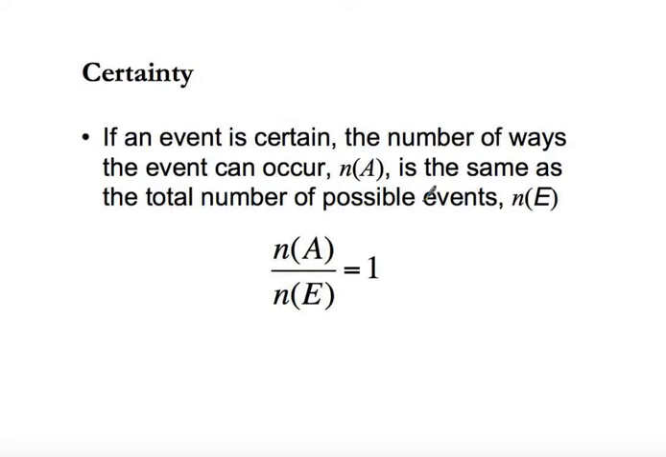Certainty. We have to be really sure for certainty. If an event is certain, the number of ways the event can occur, so NA, is the same as the total number of possible events, so NE. And that's why we have a probability of 1 for events that are going to be certain. Sticking with the example of rolling a dice, if I said what's the probability of rolling less than a 7, that means rolling a 1, 2, 3, 4, 5 or 6. So 6 ways, and it's 6 over 6, which gives us 1.